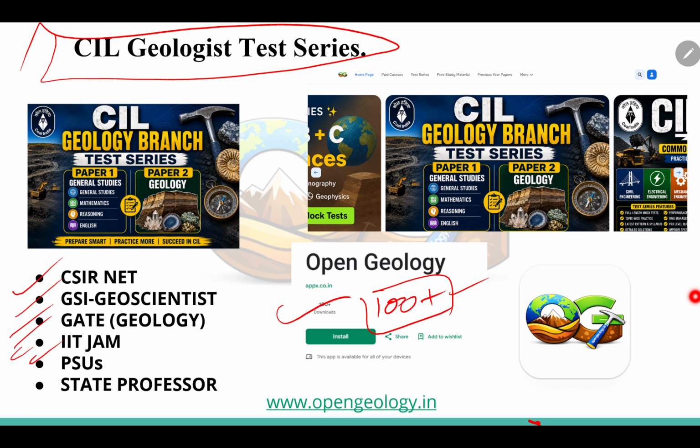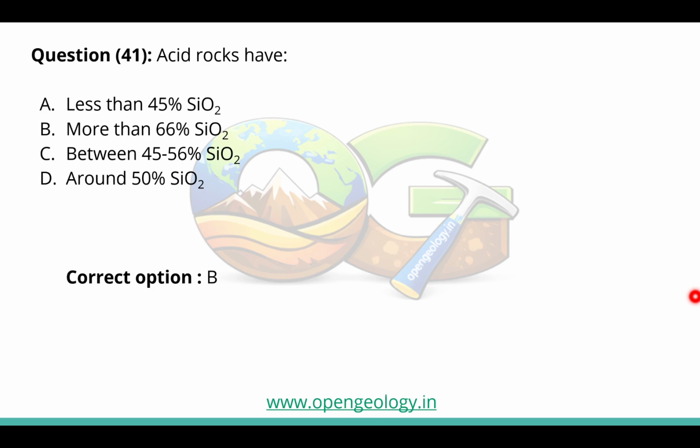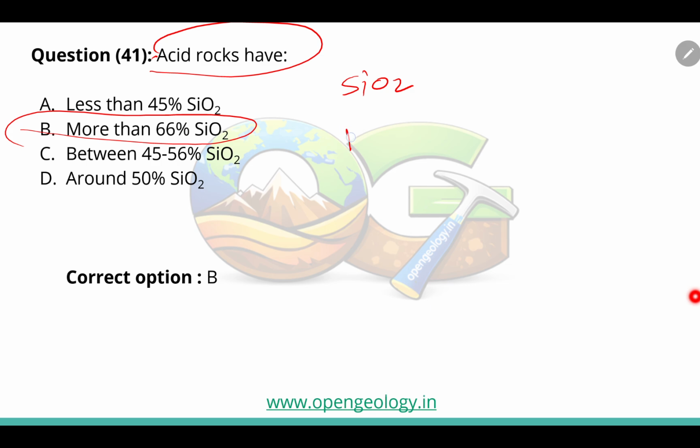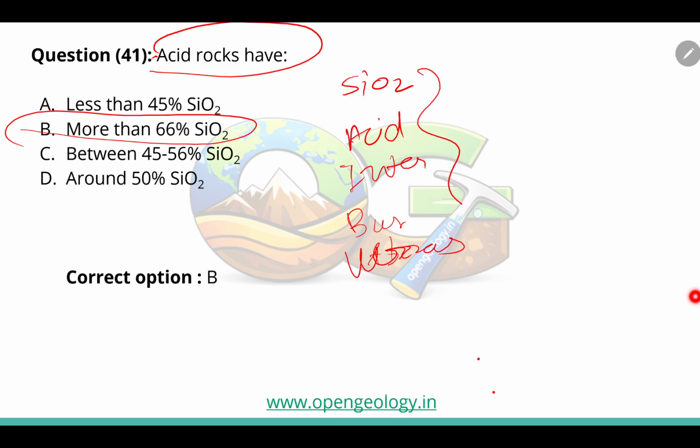Okay, so let's begin with the first question: acid rocks have. Acid rocks have more than 66% SiO2. Rocks are classified based on SiO2 content. So we have the acid rocks, intermediate rocks, basic rocks and ultrabasic rocks. You should remember all of these and their SiO2 content.